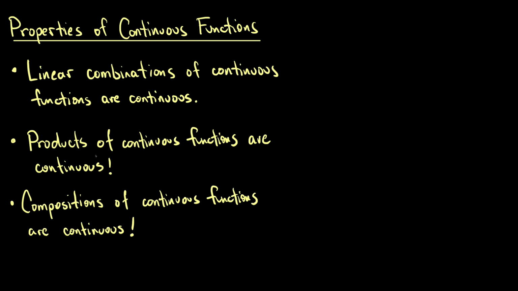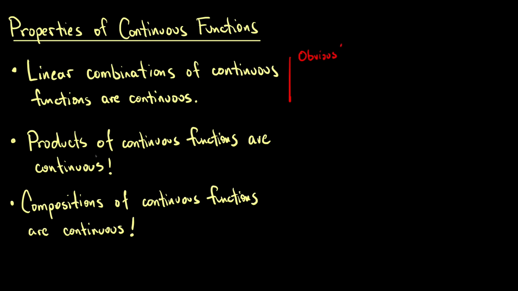Okay, let's talk about properties of continuous functions. Now, because continuity was defined in terms of limits, and we had similar properties for limits, these properties, well, I guess the first property anyway, is not too surprising. Linear combinations of continuous functions are continuous. This is, quote unquote, obvious.